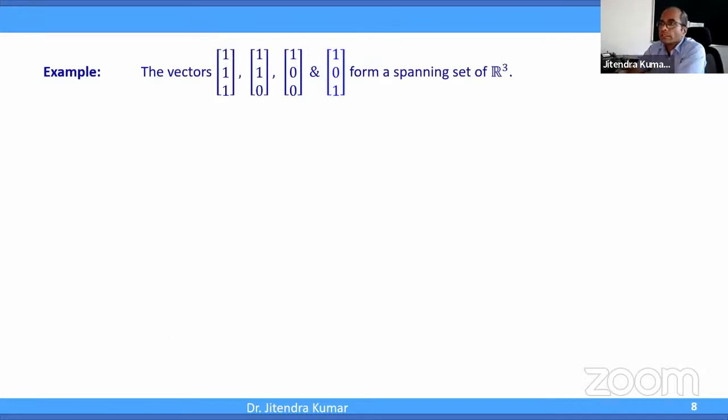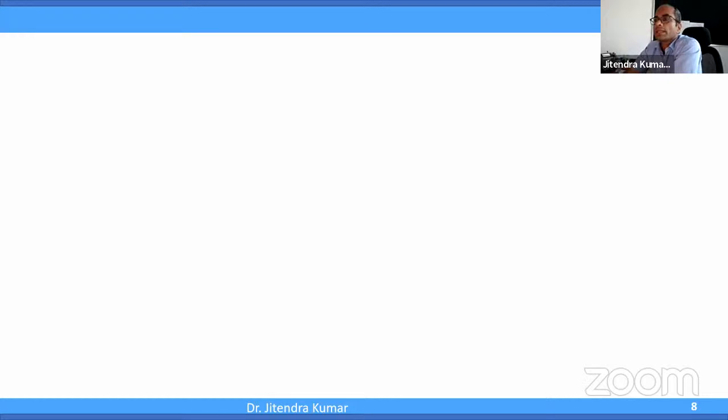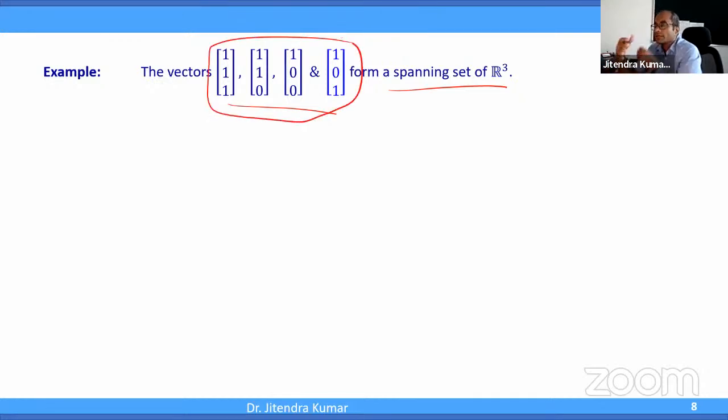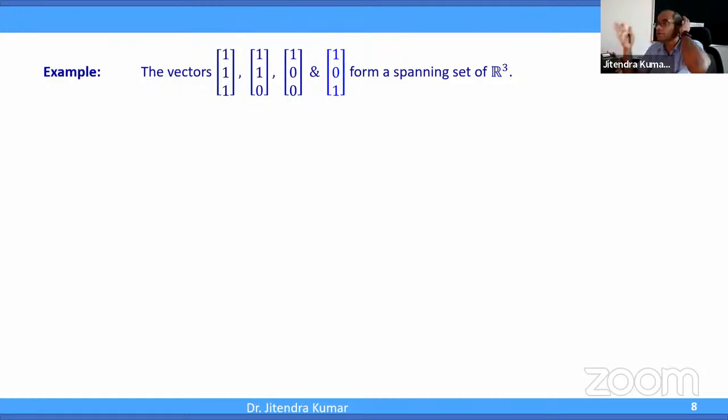Okay, so there is another term here which we are going to explain, that the vectors here form a spanning set of R3. What do we mean by spanning set of R3? That using these vectors, we can span, or construct, the whole R3. I mean, any element of R3 can be written as a linear combination of these 4 vectors. If this is the case, we call it that they form a spanning set.